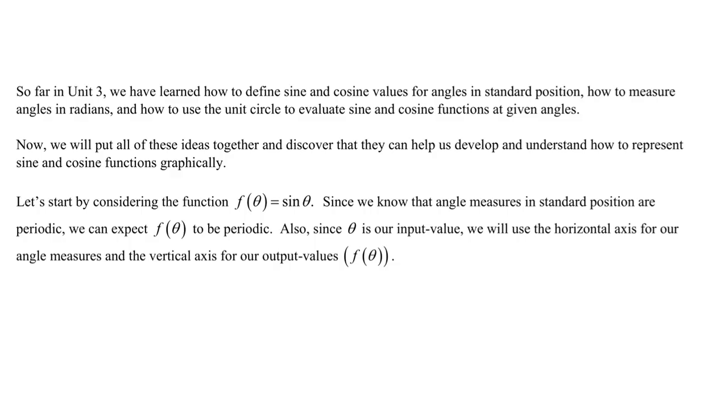So now we're going to graph the sine and cosine function. Let's start by considering the function f of theta equals sine of theta. Since we know that angle measures in standard position are periodic, we can expect f of theta to be periodic. Also, since theta is our input value, we will use the horizontal axis for our angle measures and the vertical axis for our output values, f of theta. So our x values will be angle measures, pi, pi over 2, pi over 3, 2 pi, all those kinds of things. And then our y value will be the heights of those points if you were going around the unit circle.